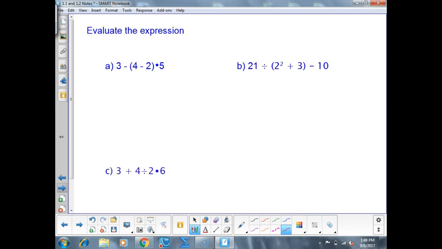Okay? So, if I were to do PEMDAS on this, the first thing that I would do is deal with what is right here inside my parentheses. So this becomes 3 minus 2 times 5. Then I would deal with the multiplication because multiplication comes before addition in PEMDAS. So this would become 3 minus 10. 3 minus 10 then is negative 7, and my answer here is negative 7.